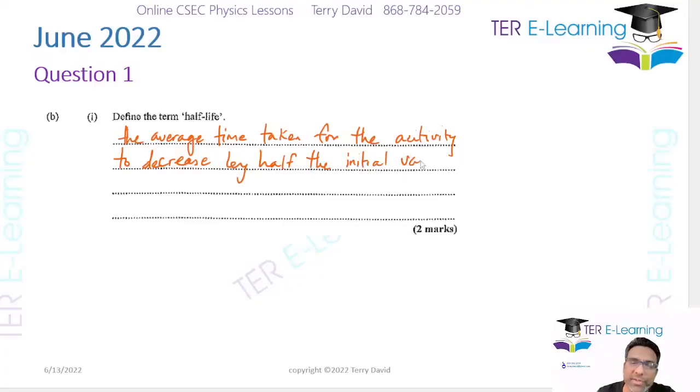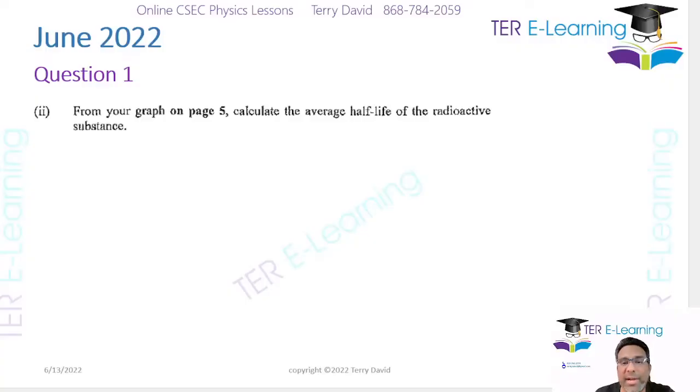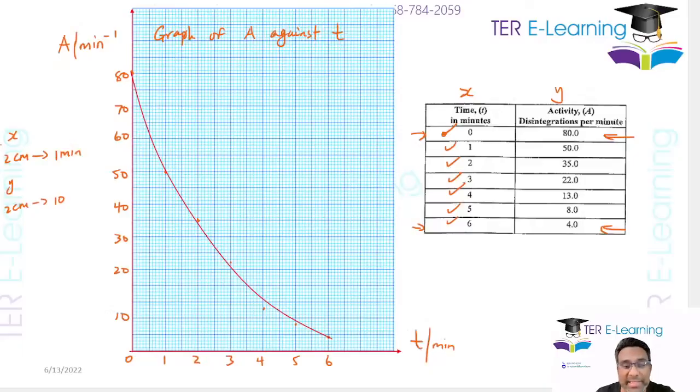Right? That's it. Straightforward definition, nothing complicated there. Next part. From your graph, calculate the average half-life. Now, the fact that it told us to work out the average half-life means we can't just use one set of data and work out our half-life. You can't do that. You need to do it at least twice.